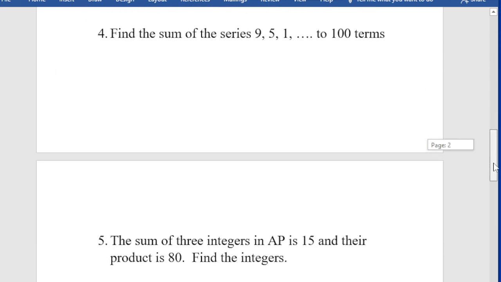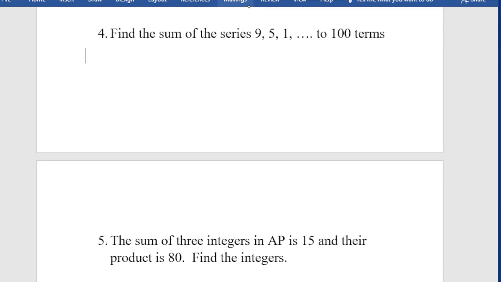Now, we move to the next one. Find the sum of the series. The series is 9, 5, 1, and so on, to 100 terms. Okay, so totally there are 100 terms in the given series. We have to find the sum of the given series.